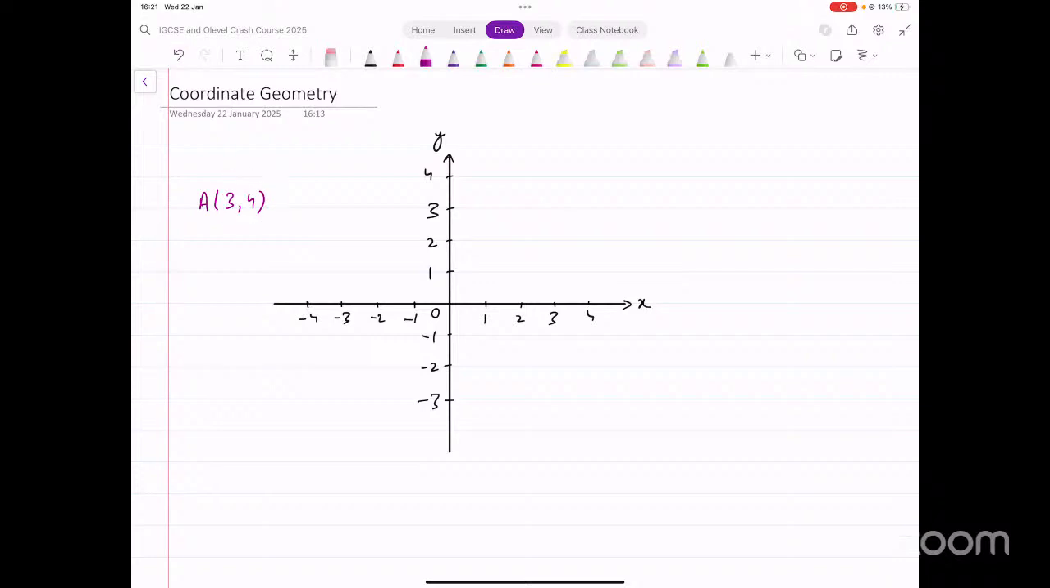Now, you should be able to represent this point on this graph. What does it mean? It means the x coordinate is 3, the y coordinate is 4. So you go 3 units horizontally and then 4 units up. The point is going to be this point here. This is point A.